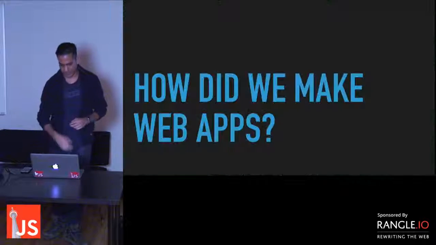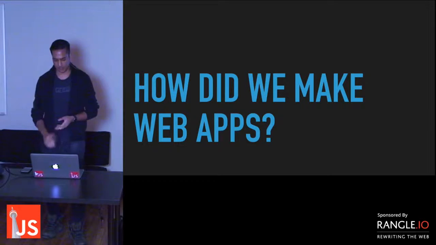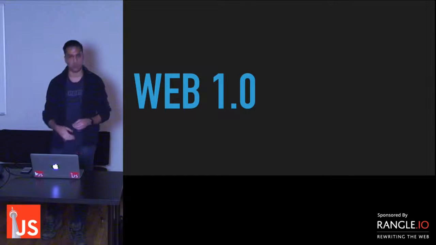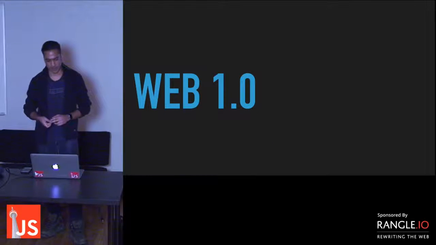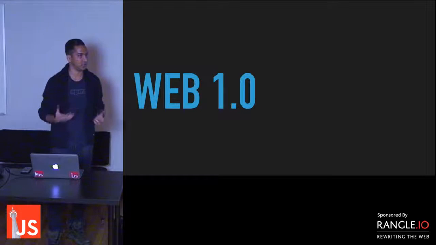But more importantly, how did we actually make web apps in 1999? What was the state of web development back then? Back then it's what we called Web 1.0, and things were relatively static. Web servers basically served out HTML files.